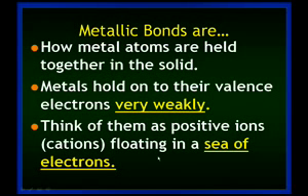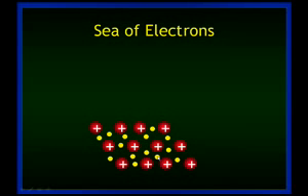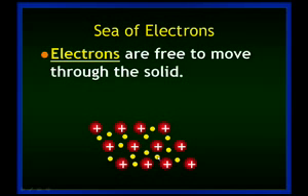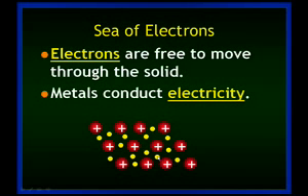And so essentially what you have is those positive ions, your cations, floating in a sea of electrons. Those valence electrons are much more mobile. So you can see here, I've got the positive ions, again layered apart, so there's some distance in between them. But now I have those little yellow dots, which represent that sea of valence electrons. And those electrons are free to move through the solid. And since the electrons are free to move, metals are able to conduct electricity.